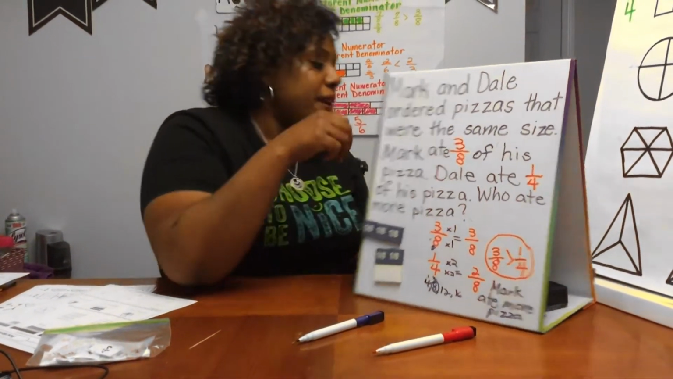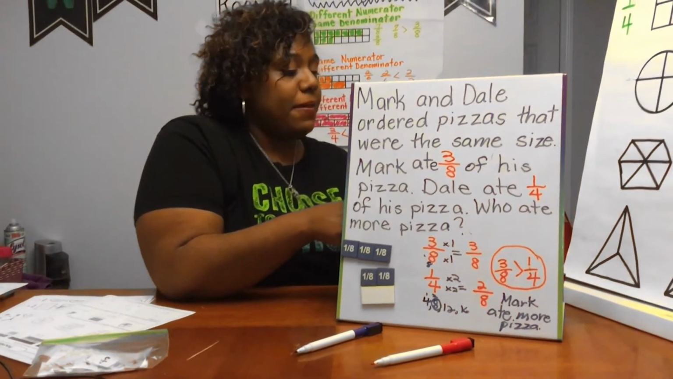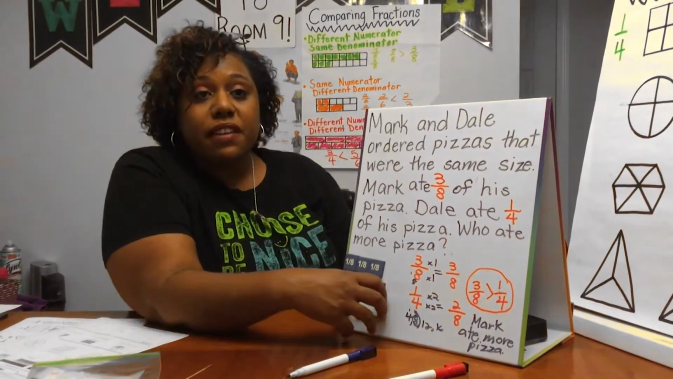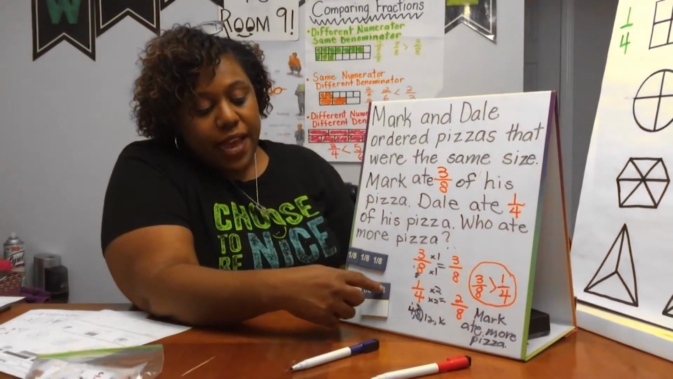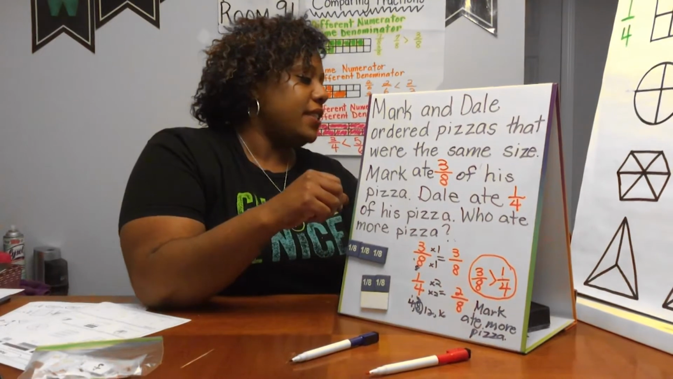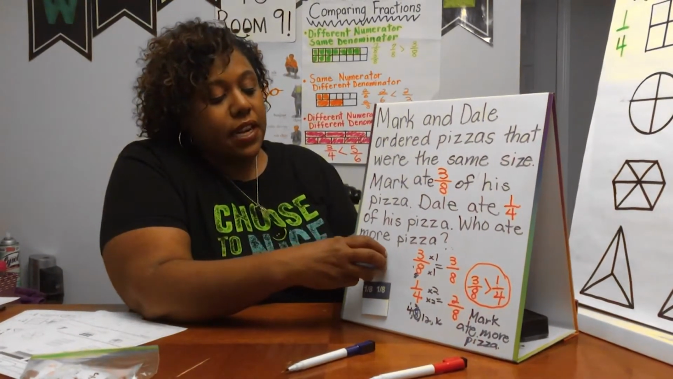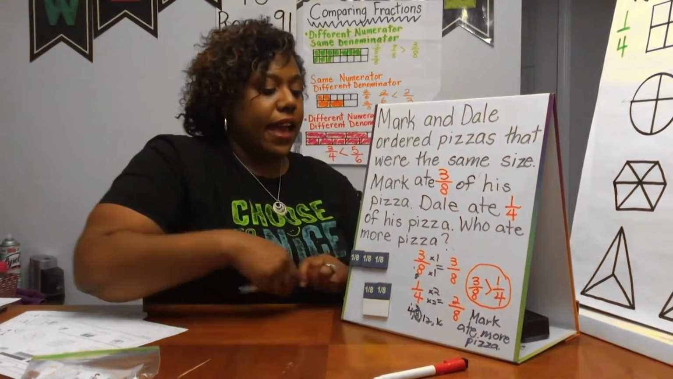Good thinking today. We're going to have to keep doing some of that same type of thinking because we are going to be doing equivalent fractions. This 2/8 being the same as 1/4 is actually our very first example here. So let me put this to the side.